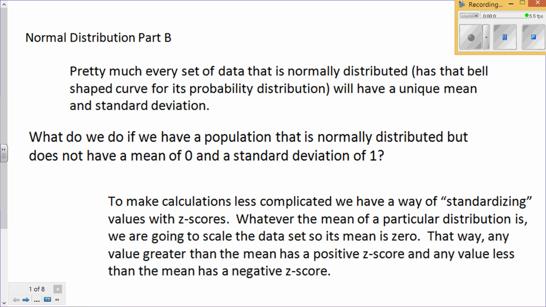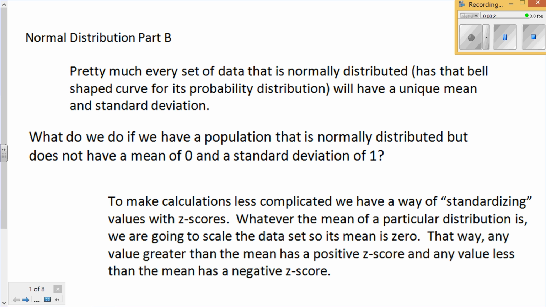Continuing on with the normal distribution, pretty much every set of data that's normally distributed has that bell-shaped curve, and will have a unique mean and standard deviation. What do we do if we have a population that's normally distributed, but does not have a mean of 0 and a standard deviation of 1? We don't have a table for every situation.